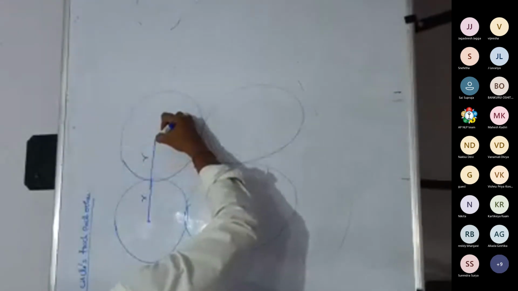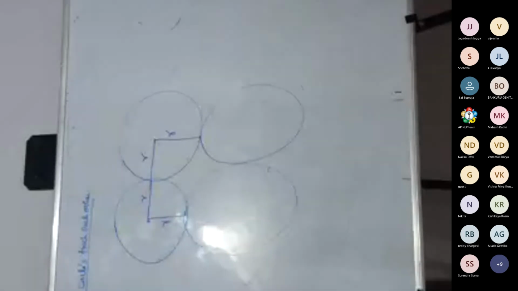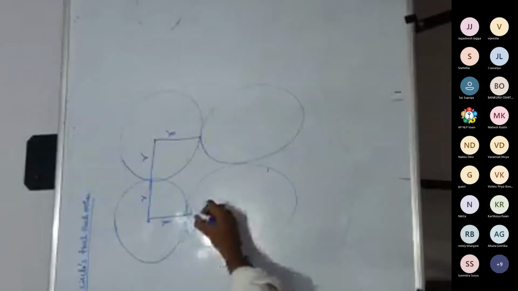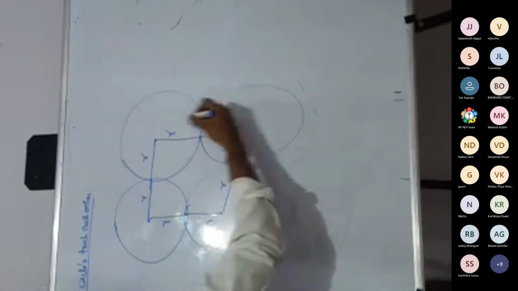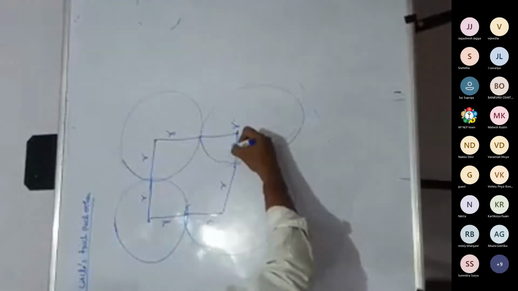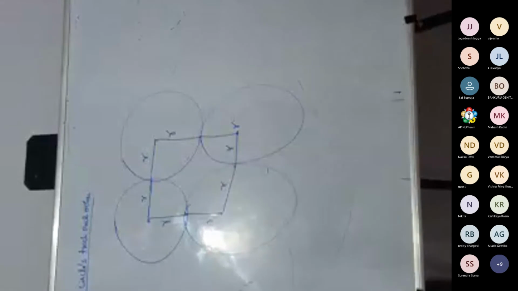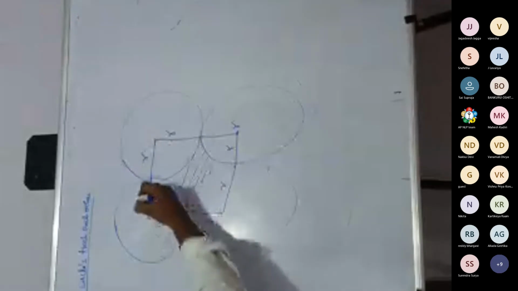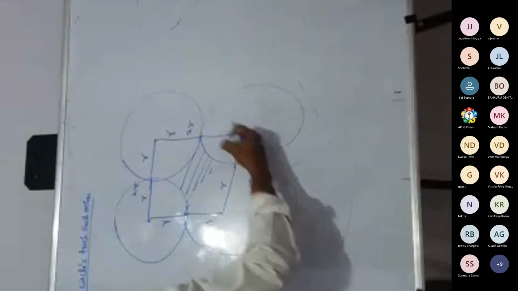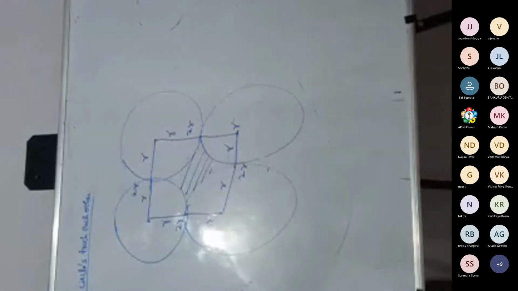Center of the circle to point in the circle is the radius. It forms a square here. So I need the shaded part, right? Here this side is 2r, and this side is 2r, r plus r, and this side is 2r. It is a square because all sides are equal.